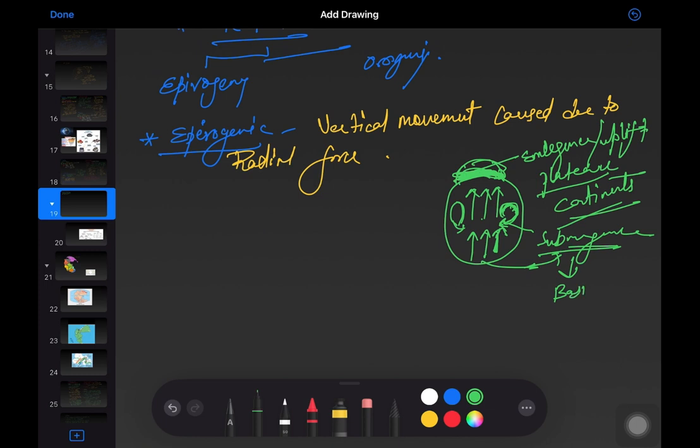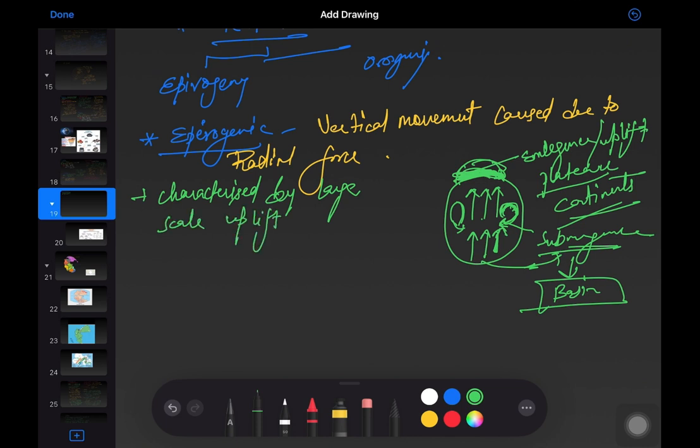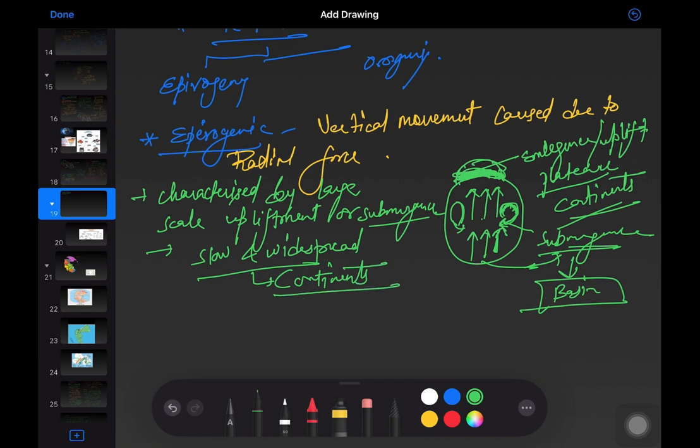This submergence forms basins. This epirogeny is characterized by large scale upliftment or submergence. And these are slow and widespread. These forces are continent building forces. Example is gradual upliftment of Deccan Plateau.